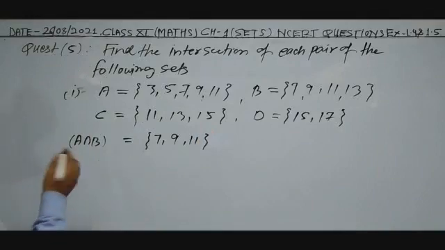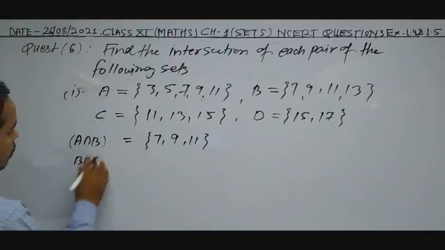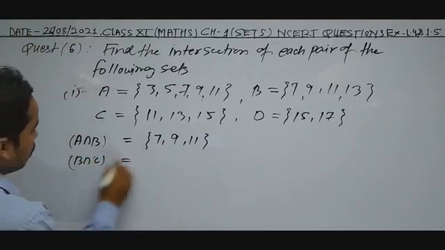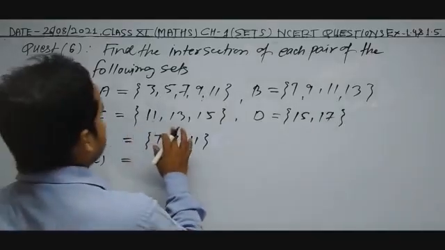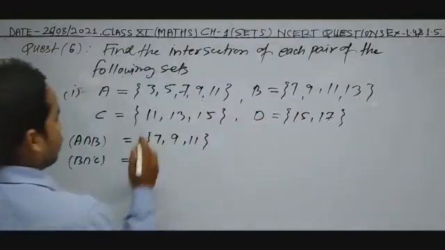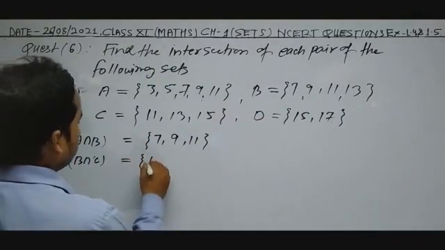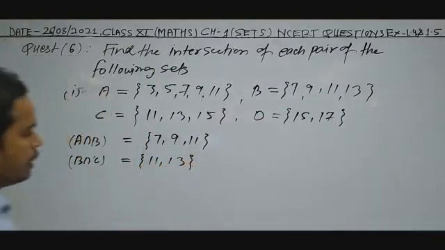Suppose you have to find another one, that is B intersection C. What will be the result of B intersection C? What is the common element in both B and C? See everyone, the common elements are 11 and 13. So 11, 13 is B intersection C.